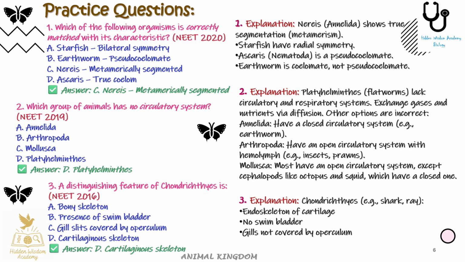Unlike bony fishes, they do not possess a swim bladder to control buoyancy and instead rely on dynamic lift. Their gills are not covered by an operculum, meaning the gill slits are exposed, which is a distinguishing feature from Osteichthyes, the bony fishes. The correct answer is option D, that is a distinguishing feature of Chondrichthyes is that they have cartilaginous skeleton.